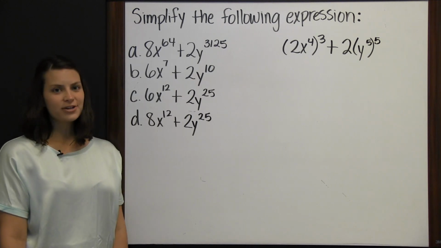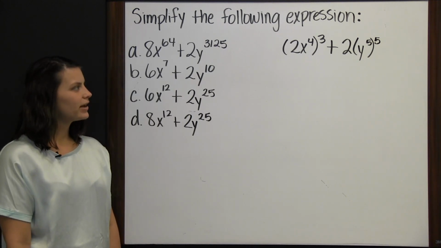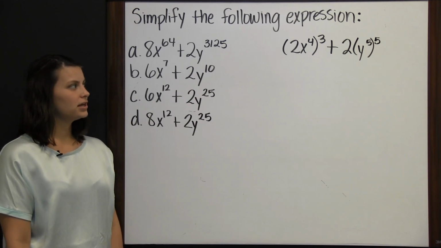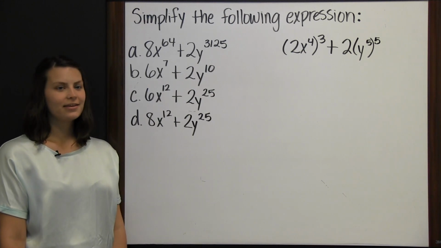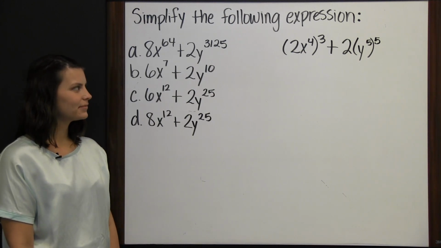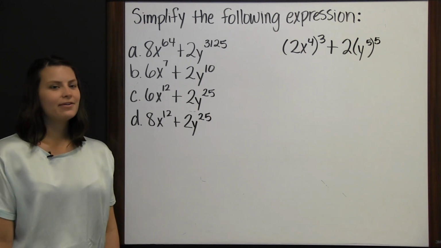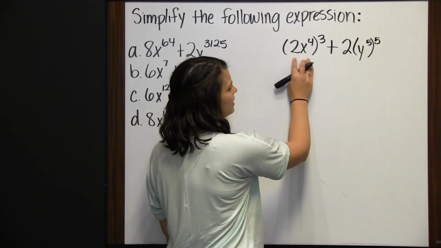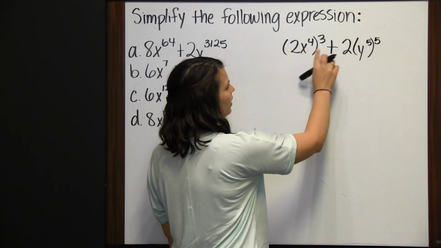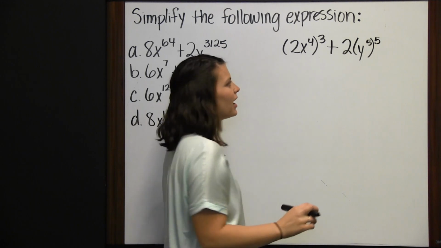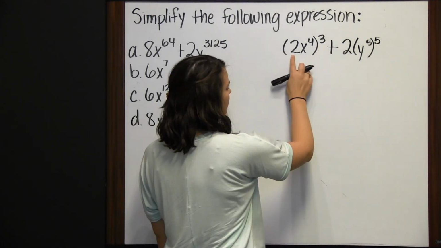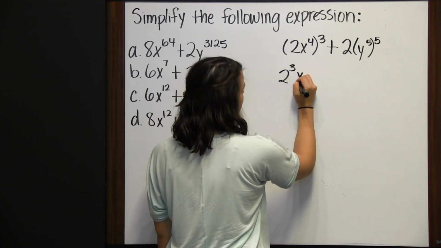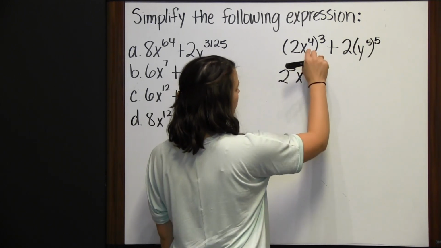Simplify the following expression: the quantity 2x to the 4th cubed plus 2 times the quantity y to the 5th raised to the 5th power. We have to use our rules of exponents here, and our rules tell us that whatever is inside the parentheses must be raised to the exponent outside that parentheses. So we have 2 cubed times x to the 4th cubed.